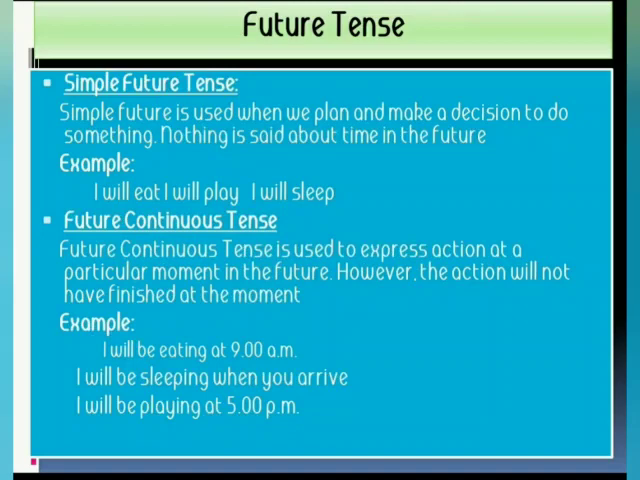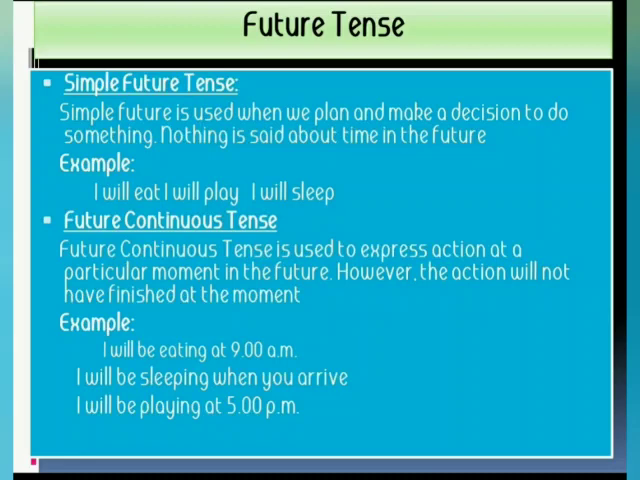Future tense. Simple future tense. Simple future is used when we plan and make a decision to do something. Nothing is said about time in the future. For example, I will eat. I will play. I will sleep. It is used when we plan and when we make a decision to do something, but nothing is said about the time in future.